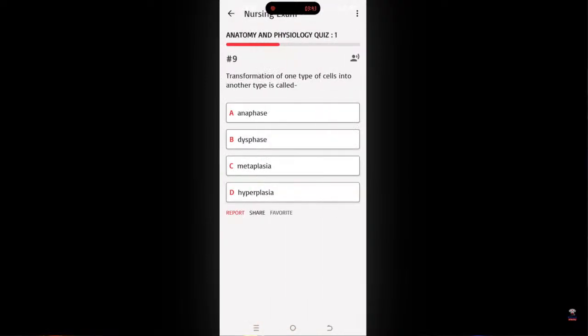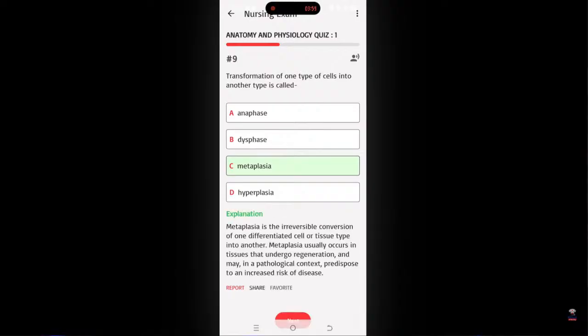Transformation of one type of cells into another type is called A. Anaphase, B. Dysphase, C. Metaplasia, D. Hyperplasia. Correct answer. Metaplasia is the irreversible conversion of one differentiated cell or tissue type into another. Metaplasia usually occurs in tissues that undergo regeneration, and may, in a pathological context, predispose to an increased risk of disease.